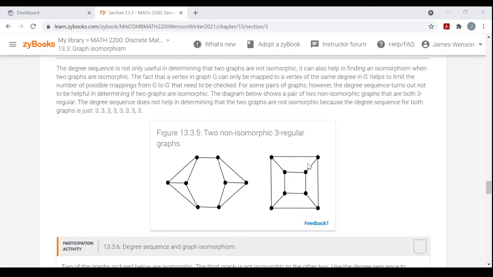But there's 8, but again, each of the 8 vertices has degree 3. So the degree sequence for both of these is 8 threes. Right? So you're like, hey, they have the same degree sequence, so they must be isomorphic. No way. No. Just because graphs have the same degree sequence, that does not mean they are isomorphic.